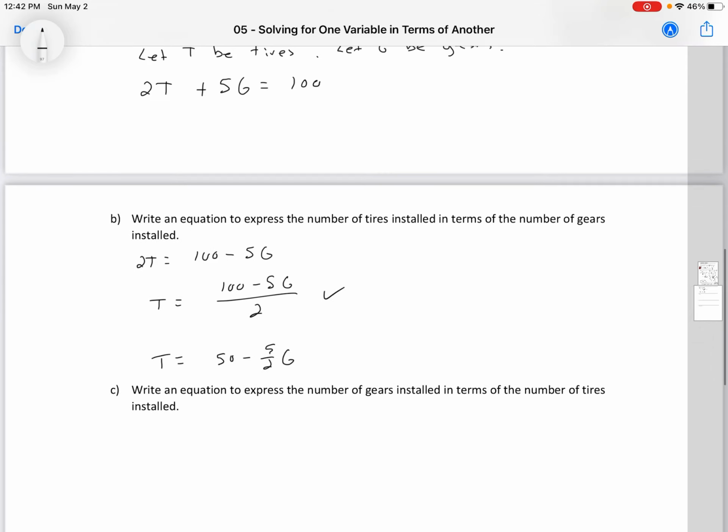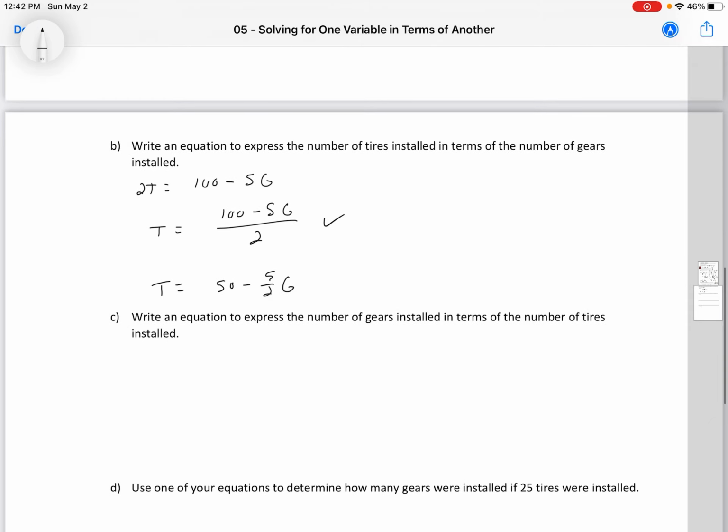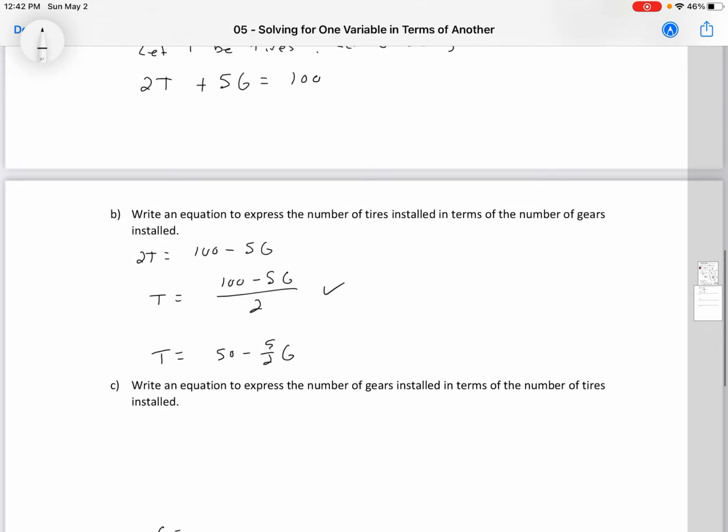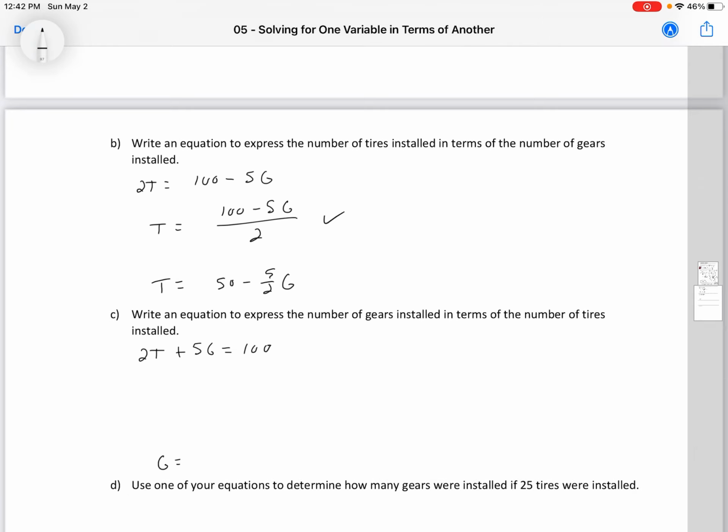And then it says do it the other way. Write an equation to express total number of gears in terms of number of tires. So they want an equation that says G equals. Instead of T equals, we're looking for G equals. Okay, let me start with that original equation again. 2T plus 5G equals 100. And let me just do this one a little bit slower, just in case this is all a little confusing for you. We want G equals, so we want to get rid of that 2T on the left.